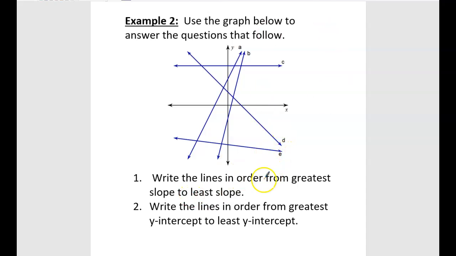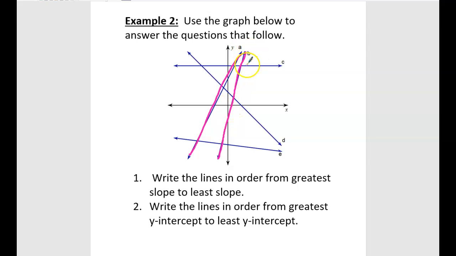So first of all, if I want to put them in order from greatest to least, let's start with the positive slopes. Which of these lines have positive slopes? As you can see, A has a positive slope. It slopes upwards as we go to the right. How about B? B also has a positive slope. C has a zero slope. D is going downwards as we move to the right, so that's negative. And E is also going downwards as we move to the right, so that's negative. So the only two positive slopes we have are A and B.